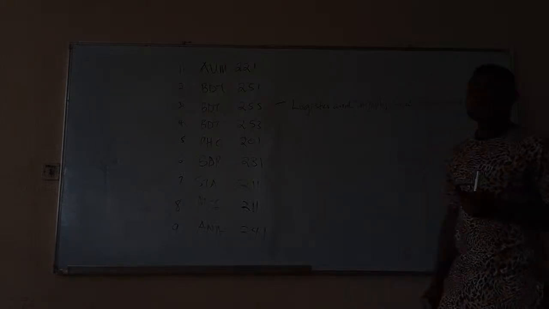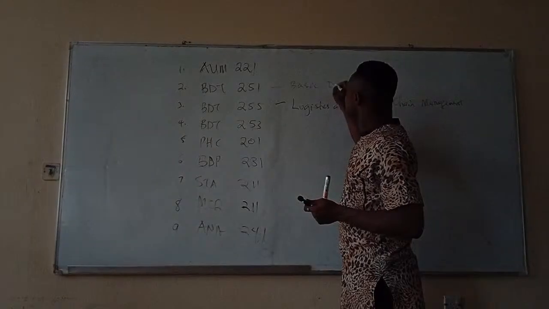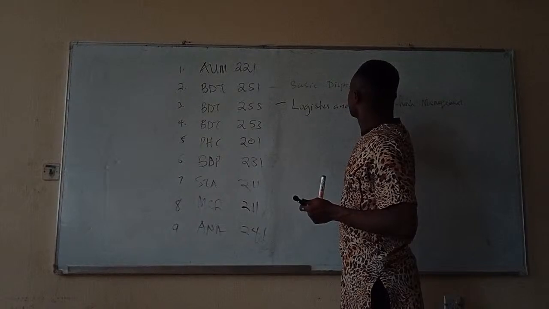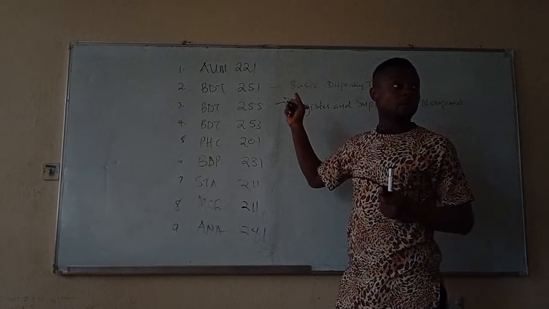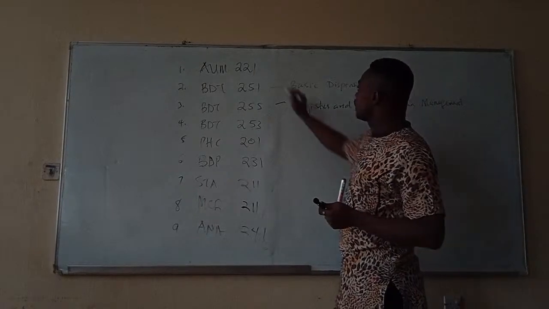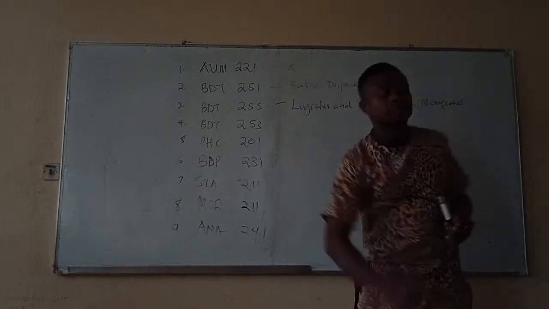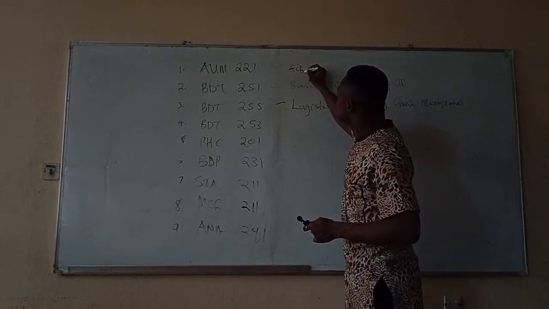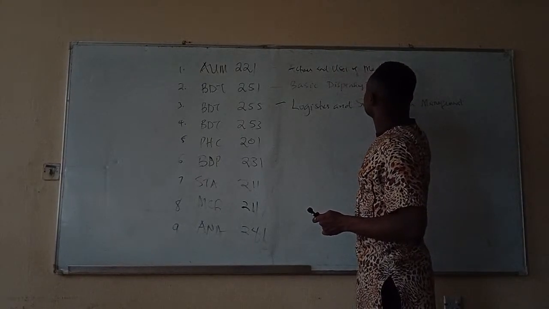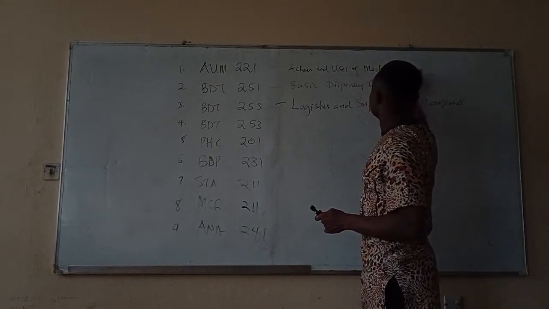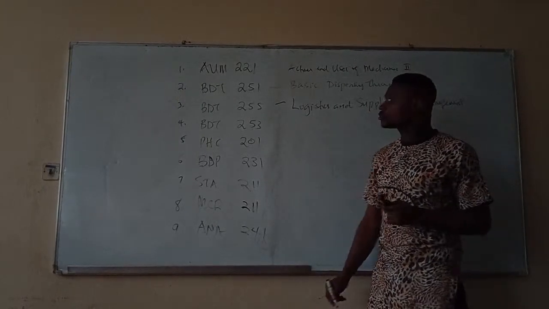Logistics and supply chain management. This one is basic dispensing theory 2. You know you did 151 in your first year. Now this one is actions and uses of medicines. This is 2. Remember you did the first one in your first year, 1, 2, 2.